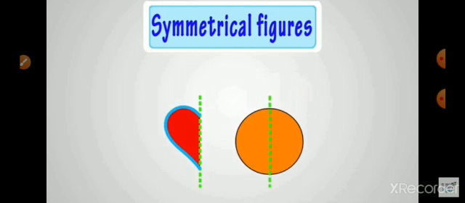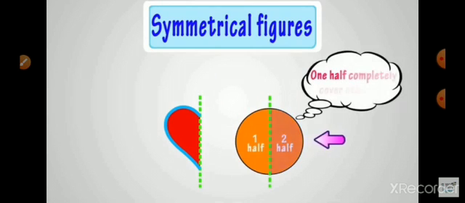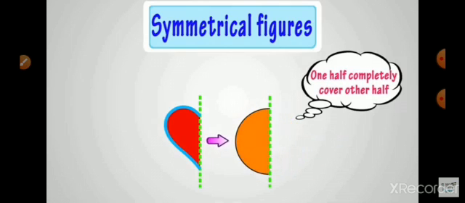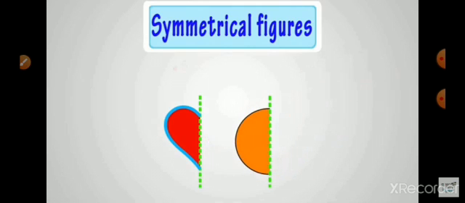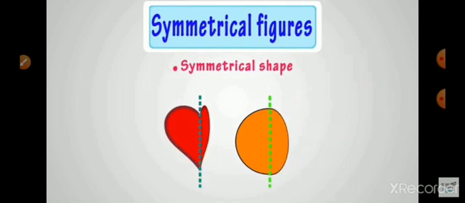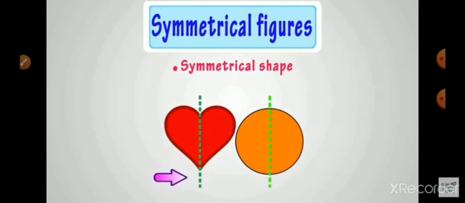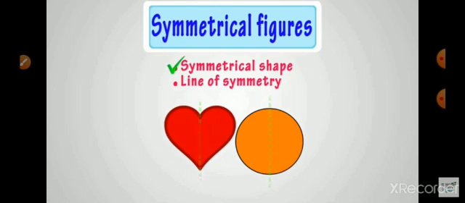Now we will take one circle and we will fold it from the green line. So we will get two halves. When we put one half on the other one, we will get the same shape. So that means these two shapes are symmetrical shapes, and this line from where we are folding the shapes, that line is called the line of symmetry.